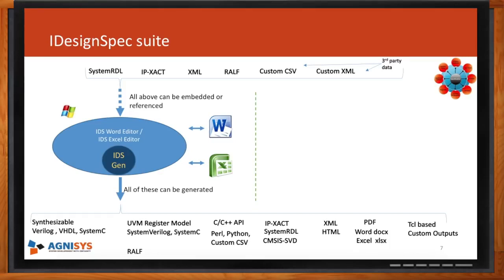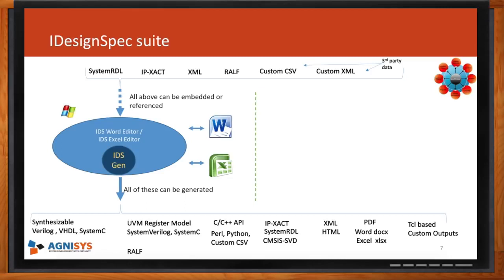Now, the interesting thing is within this editor, you can either import all the standards and custom files into Word and Excel, but you can also reference them. Oh, okay. Yeah, so not just import them, but also reference these other files. So what that means is one IP could be in SystemRDL, another IP could be in IP-XACT, and you can refer to those files. Right. And then generate the output as well. Nice. Okay, so the Word and Excel stuff we're already using can be rolled into the IDesignSpec flow. Tell me more about that.